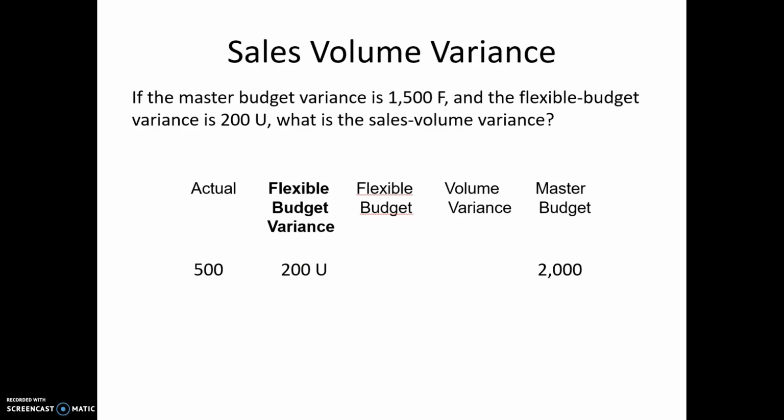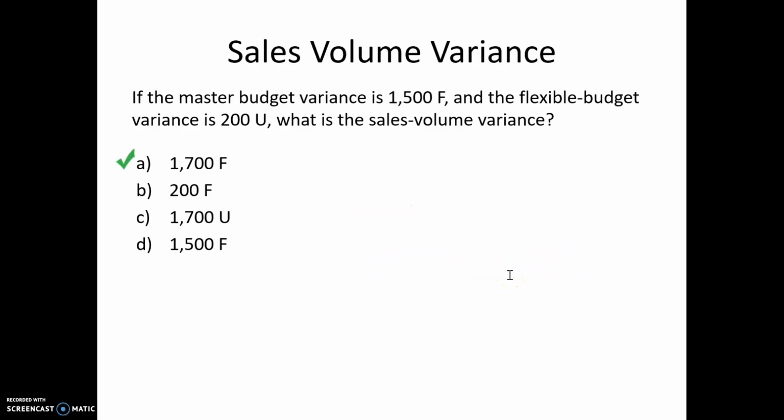So that means the actual cost, because it's unfavorable, was higher than the flexible budget by 200. That means the flexible budget was 300. So that would leave the volume variance to be 1,700. And since the flexible budget cost was lower than the master budget cost, it was a favorable volume variance. So that would make 1,700 favorable the correct answer.